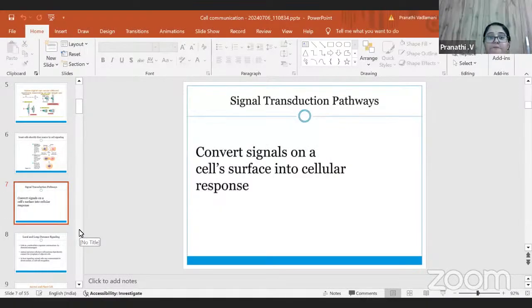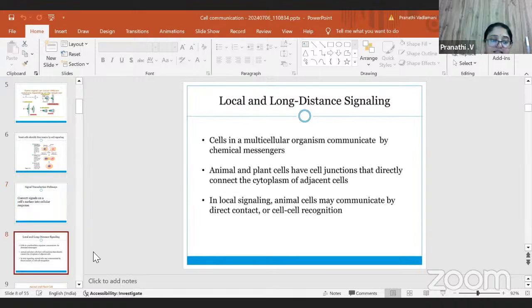Reactions and an amplification of the cell, the signals within the cell, or intracellularly. So this is known as the signal transduction pathway. This kind of signal transduction pathway, or cell signaling, can be of many types. So you have local, long distance, you have paracrine, juxtacrine, autocrine, that is within the cell itself. So we will come to that in a little bit.